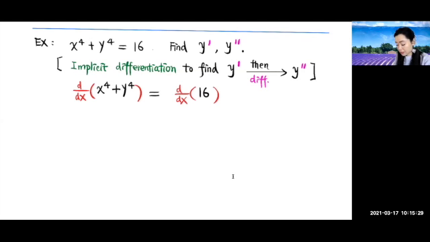Okay. So the first thing here is I'm going to differentiate both sides of this equation with respect to x.